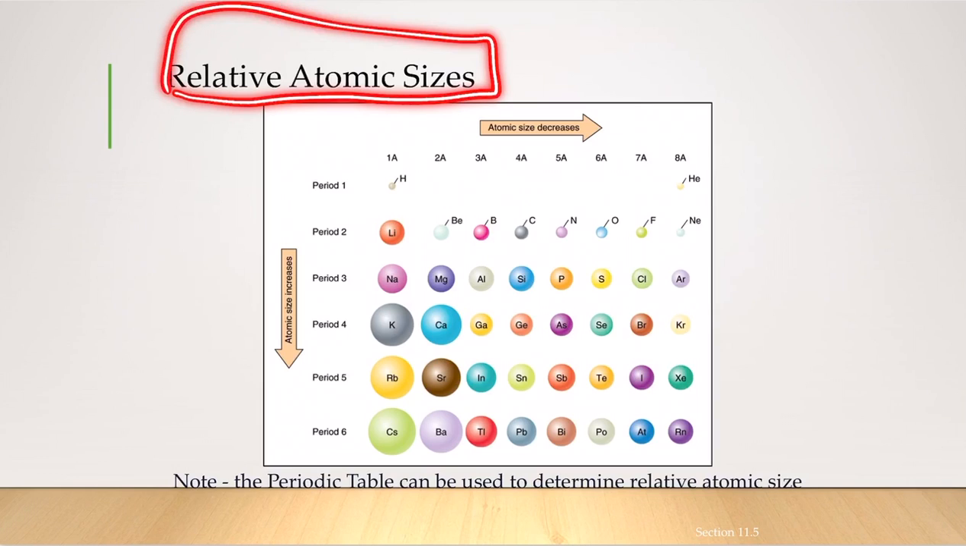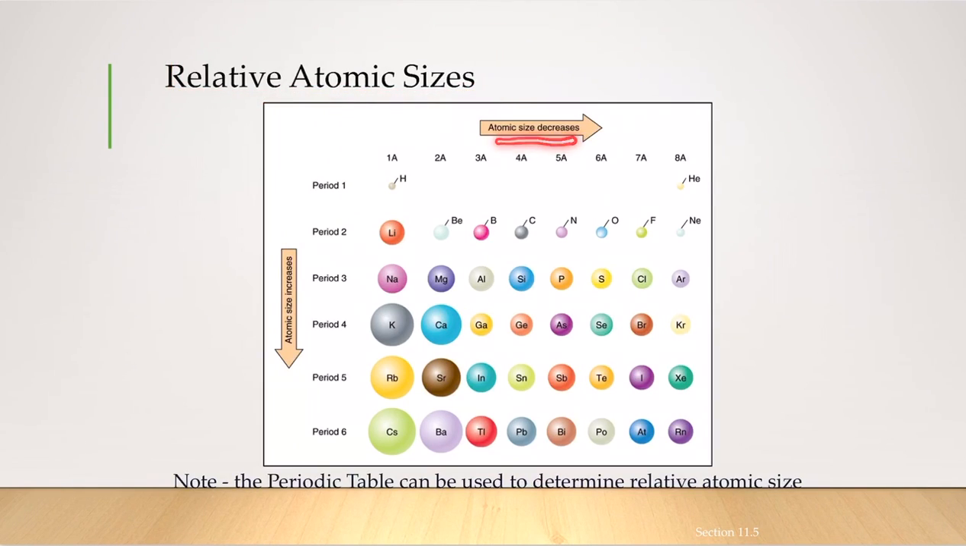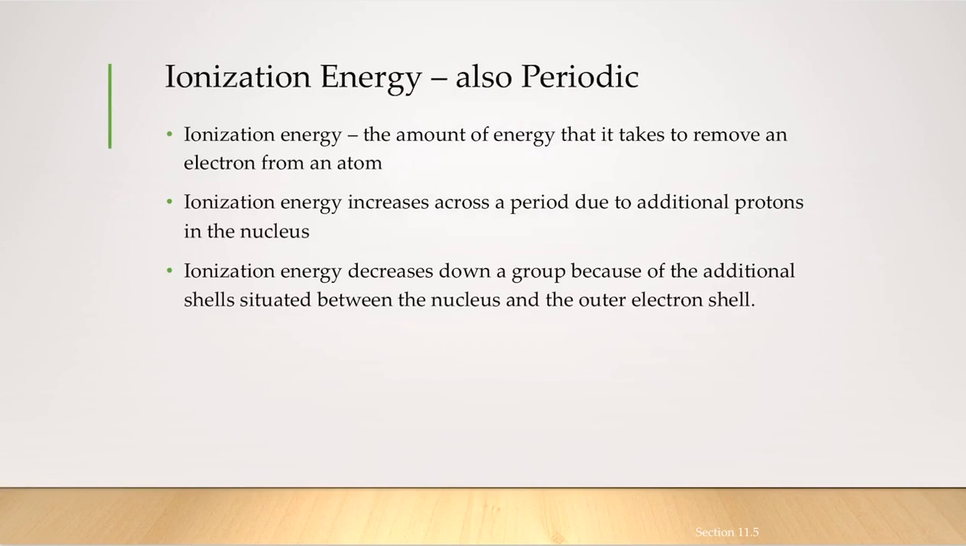So this is one trend that you have to keep in mind. As you go from left to right, the atomic size decreases, whereas as you go from top to bottom, it's going to increase. Now let's see what is ionization energy. Ionization energy is the amount of energy that it takes to remove an electron from an atom. So basically you are trying to pull an electron from an atom. But when you try to pull an electron from an atom, you need to supply some energy. You cannot just simply pull the electron without doing any work.